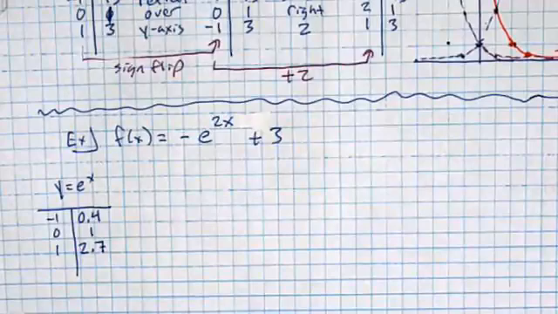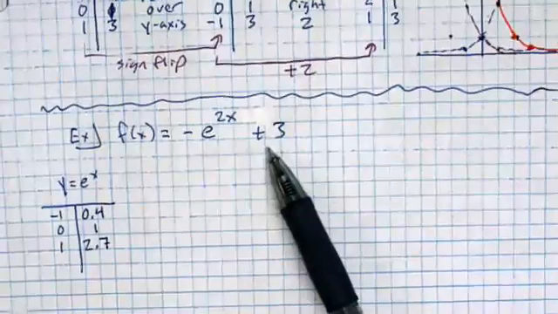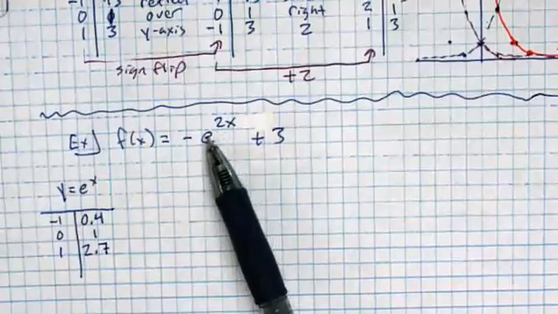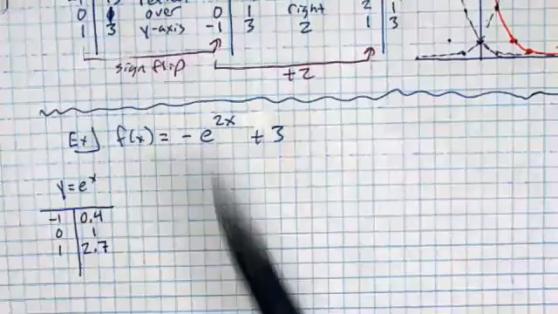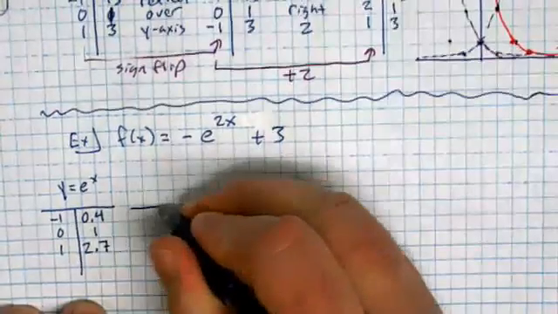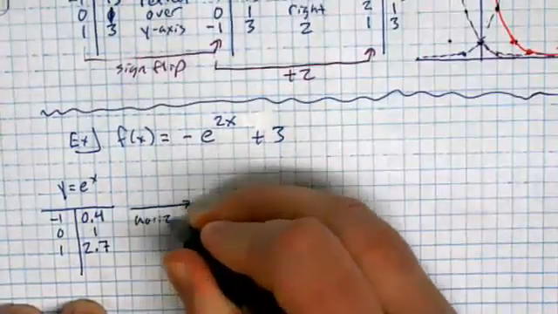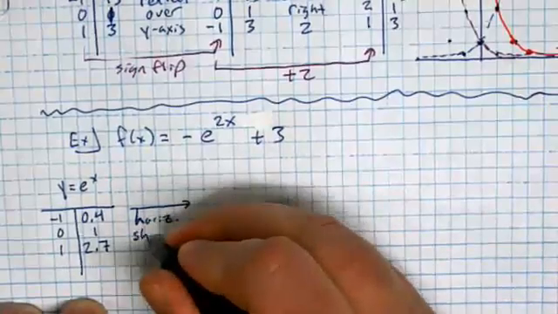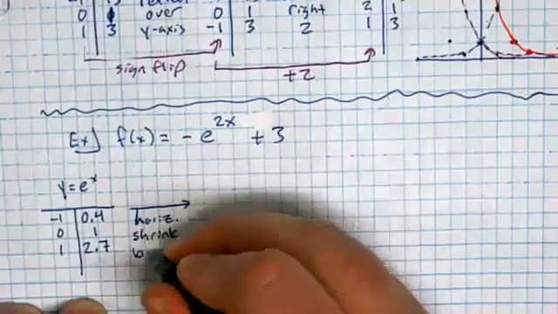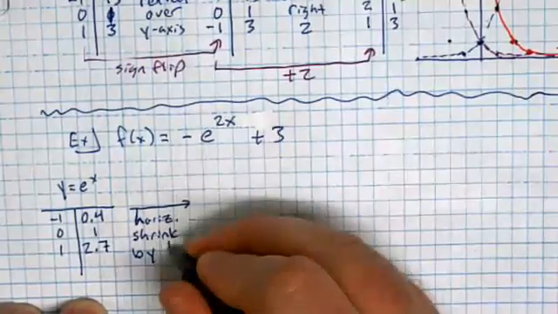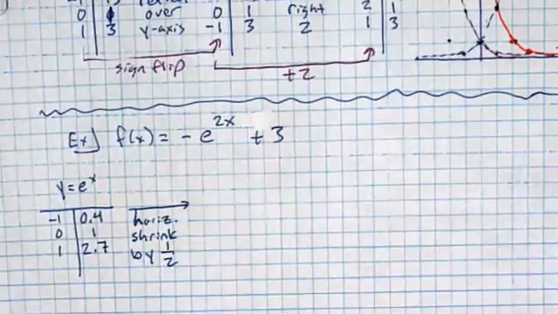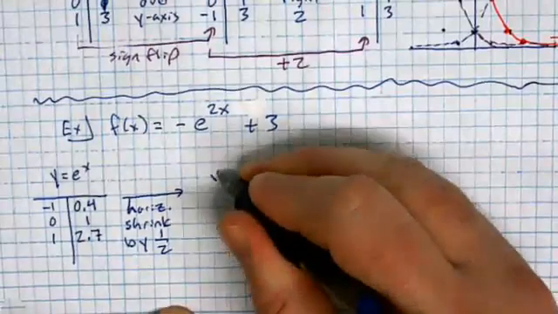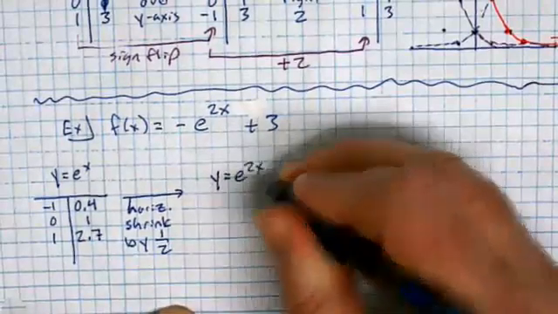So we got options for how we tackle this. We want to do our shift last. So do you want to do the reflection next or the horizontal compression next? Horizontal compression it is. So we're going to horizontal compress. Our book says shrink, so I'm going to be consistent with them. Horizontal shrink by not 2, but 1/2, by the reciprocal of 2. And that's going to get us y equals e to the 2x.